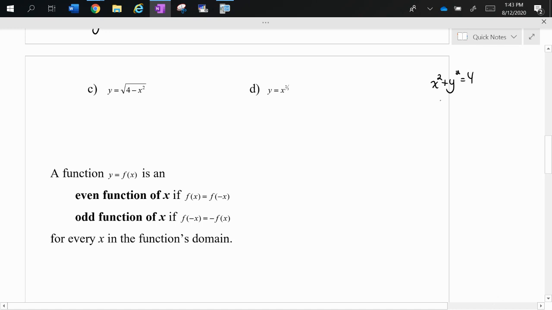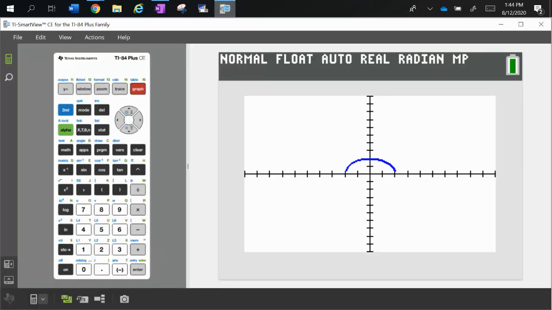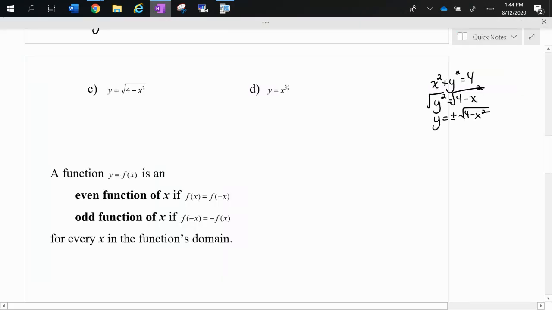And if I were to solve for y, I would get this, and then I would take the square root of both sides, and I would get plus or minus the square root of 4 minus x squared. The plus would be the positive values of y, and the minus would be the negative values of y. And so when I look at the graph, I see a circle whose radius is 2, but only the top half. So that's where that comes from.